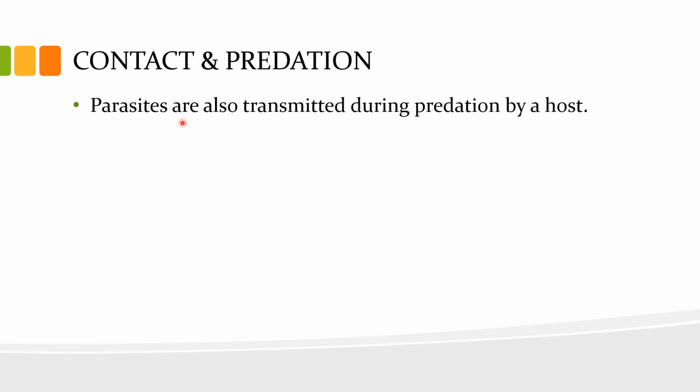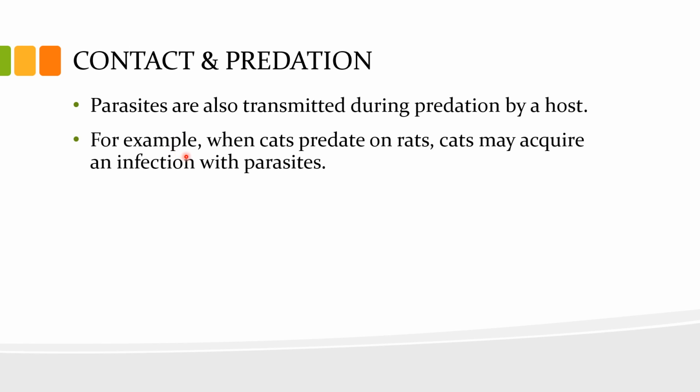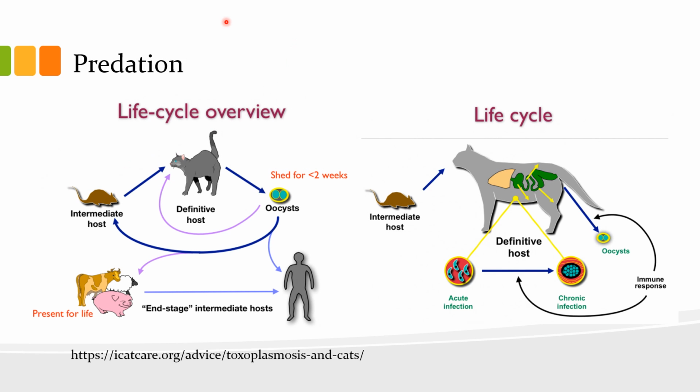Parasites are also transmitted during predation by a host. For example, when cats prey on rats, cats may acquire an infection with parasites. An example of this is Toxoplasma gondii. So we have here the life cycle and infection with Toxoplasma gondii.